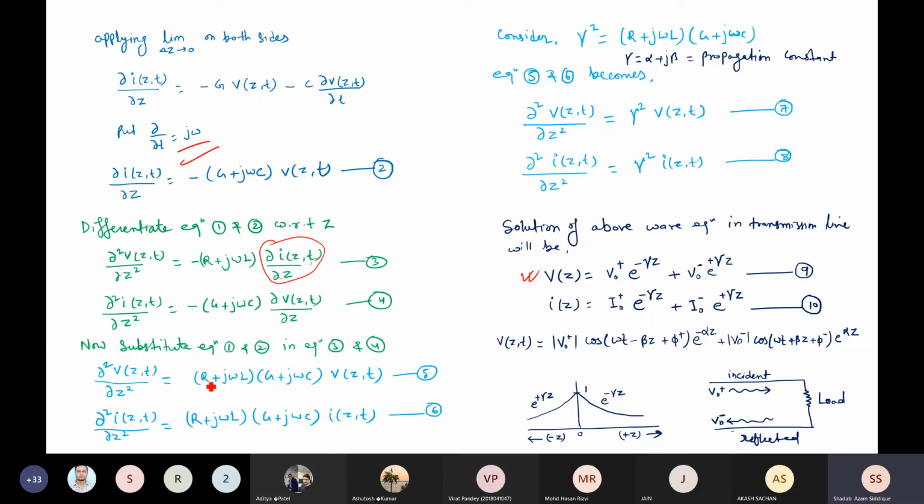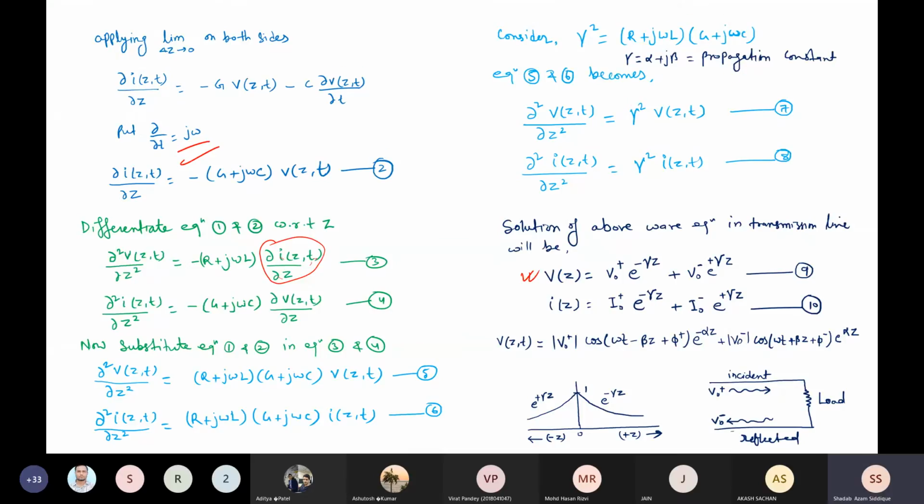So now what is this (R + jωL)(G + jωC)? Let us assume that this can be represented as γ². So γ² is equal to (R + jωL)(G + jωC), and this γ can be written as α + jβ. This γ is nothing but the propagation constant. I'll go through this propagation constant later on.